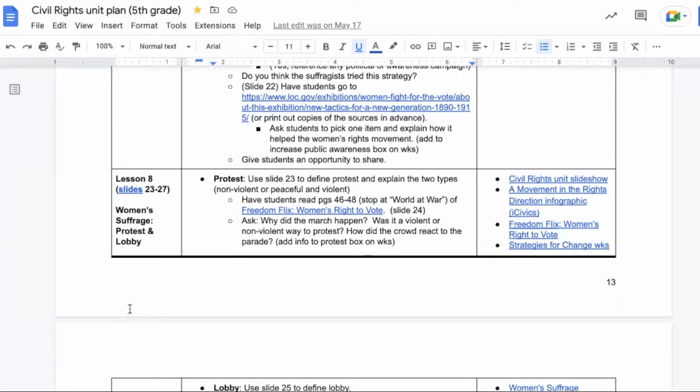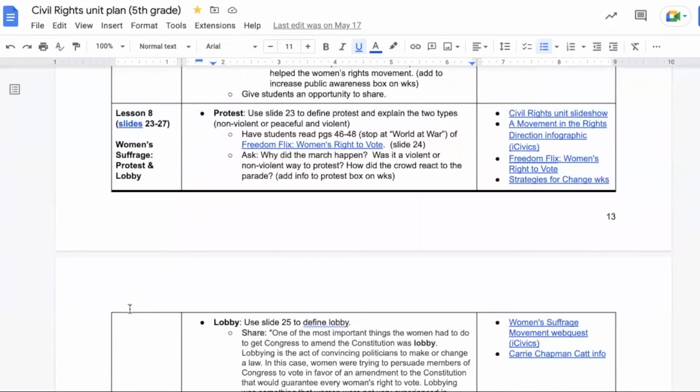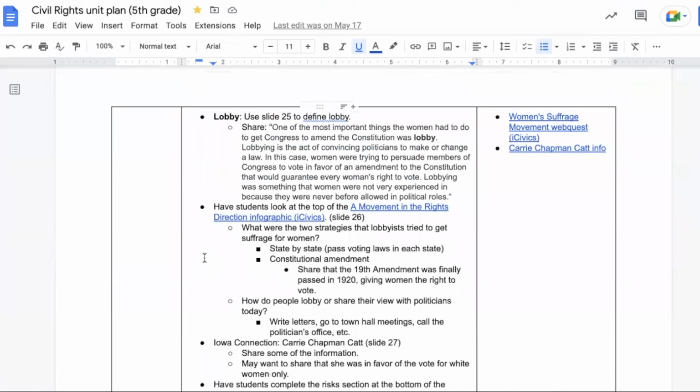In Lesson 8, we take a look at the last two strategies, protest and lobby. With protest, we take a look at whether some of the strategies are a violent or non-violent way to protest. With lobby, we talk about the process of lobbying, which is to try and convince politicians to change a law. This is an important part because you can talk about it and hold conventions all you want, but if you don't convince the lawmakers to make the change, you're not going to see much progress.